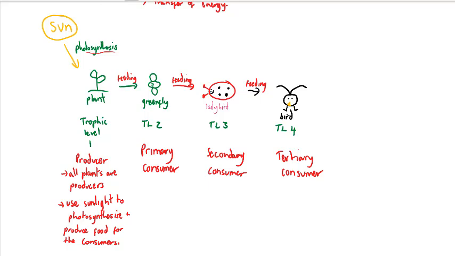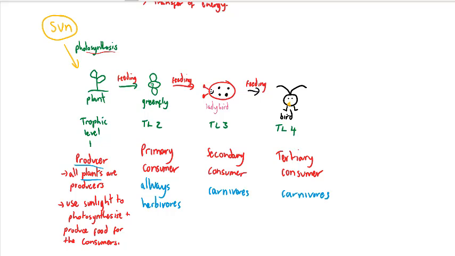Now, as well as that, we're saying that producers are always plants. The primary consumers are always herbivores because they will eat the plants. Then we can say that secondary consumers are usually carnivores, which means that they eat other animals, as are the tertiary consumers.